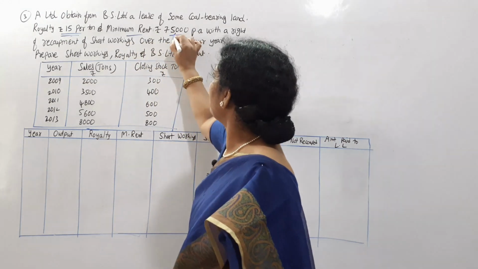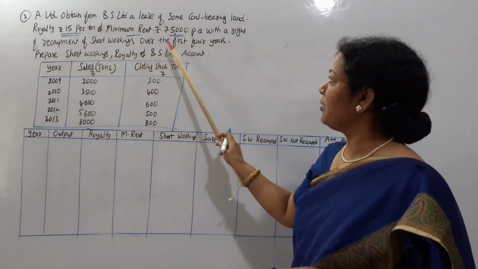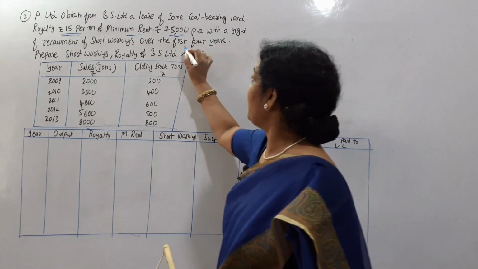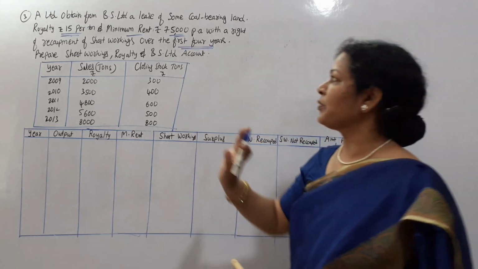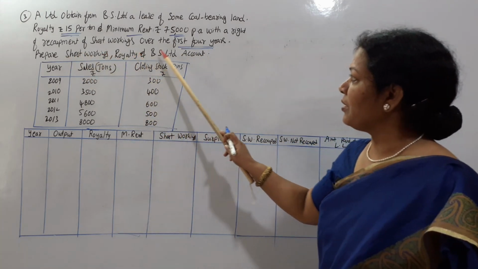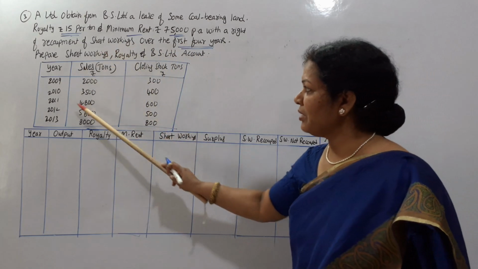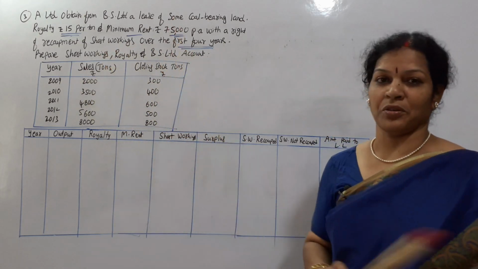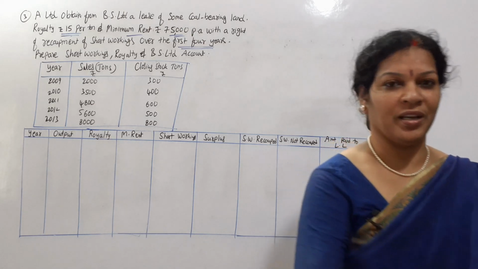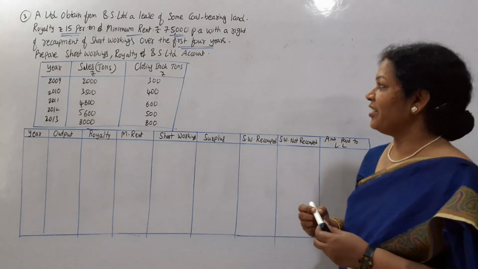Minimum rent is 75,000, with a right of recoupment of short workings over the first 4 years. Information, this is enough. Prepare the short workings, royalty account and BS Limited account, which means the landlord account. Now what is given to us? Year, sales, closing stock. With this we have to calculate the output. There is a formula. If you use the logic, you can understand how to calculate the output.